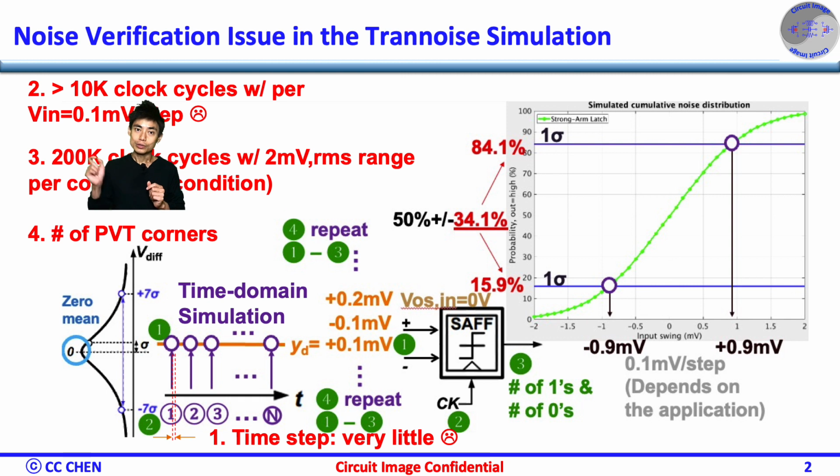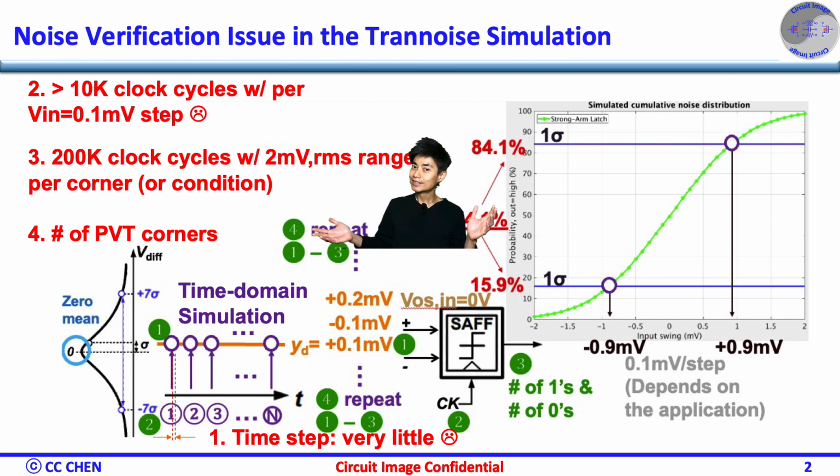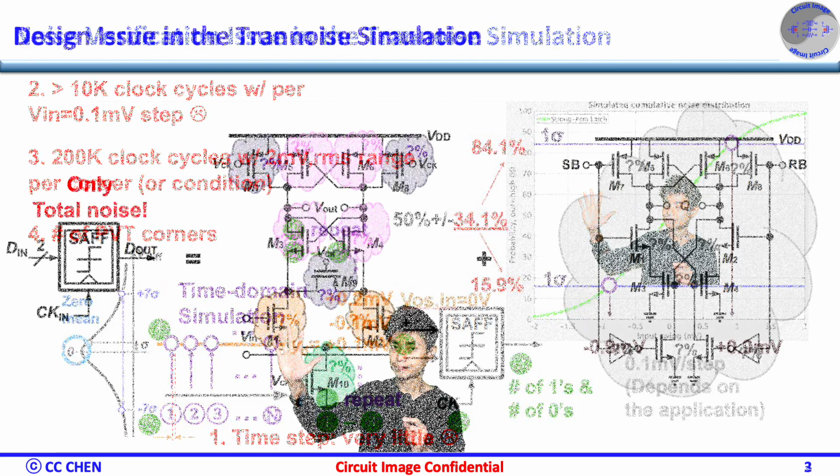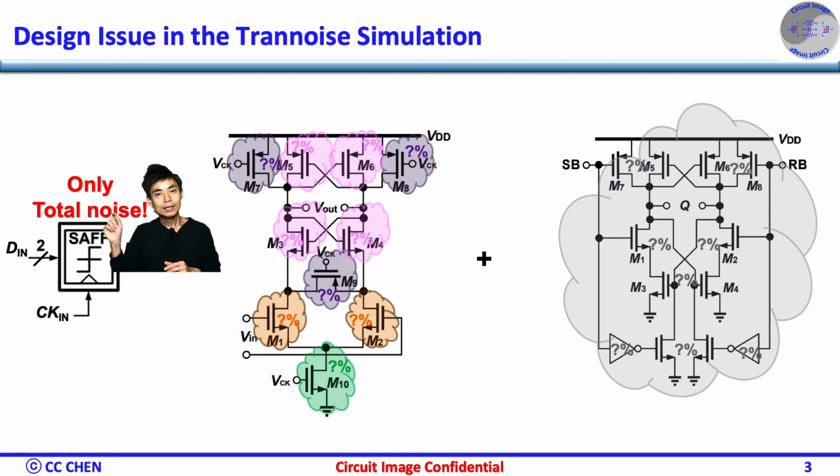In addition to the simulation time issues of the sampler's noise verification, what else could be the issue? Think about the design aspect for 5 seconds. Bingo! The Trannoise simulation is a brute force way of getting the RMS noise value, providing no design insight.